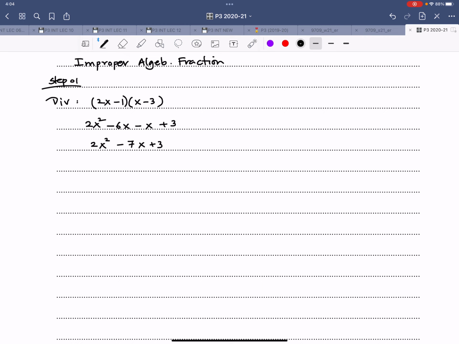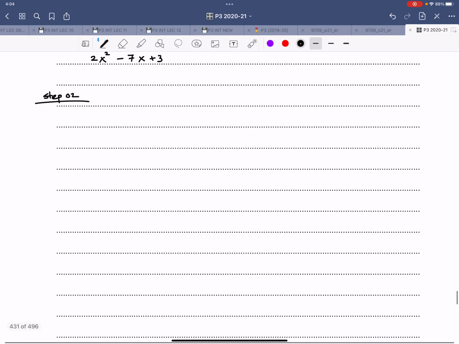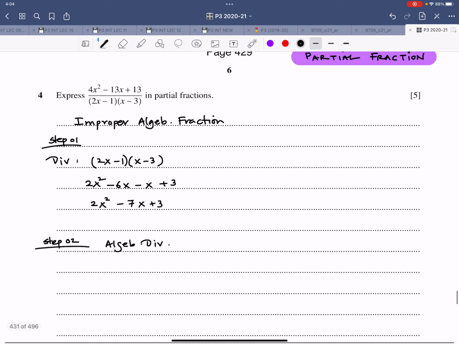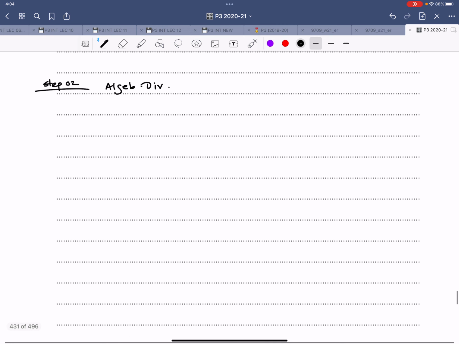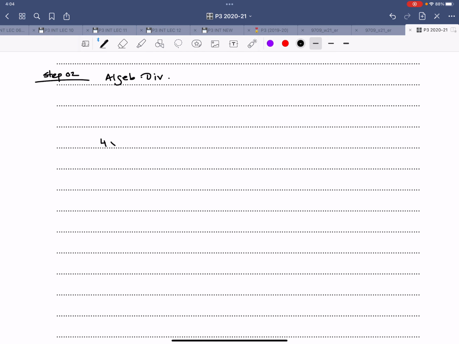Step number 2 is long division. So algebraic division, that is, what do you have as the numerator? 4x square minus 13x plus 13. And what do you have as the divisor?